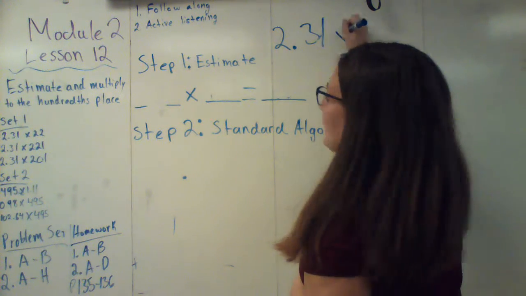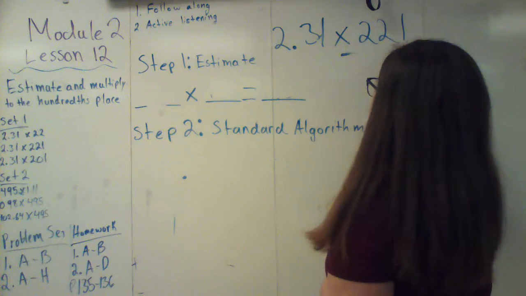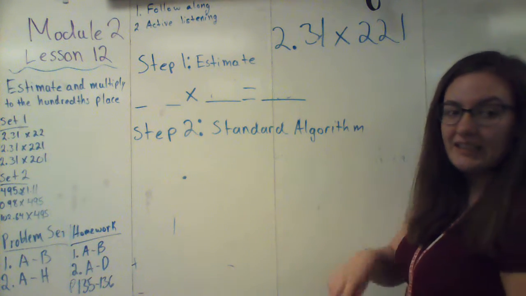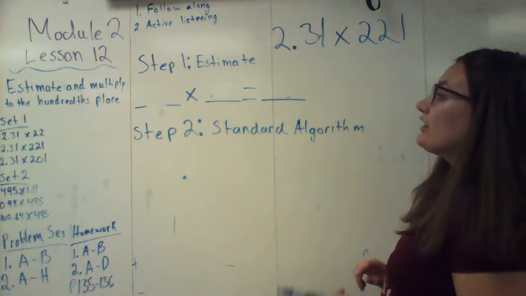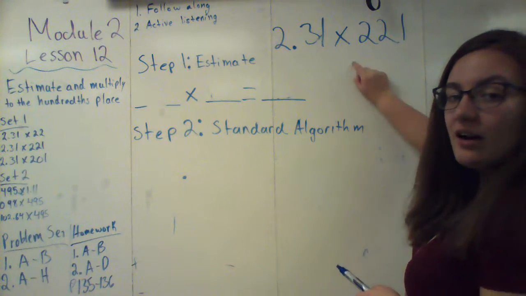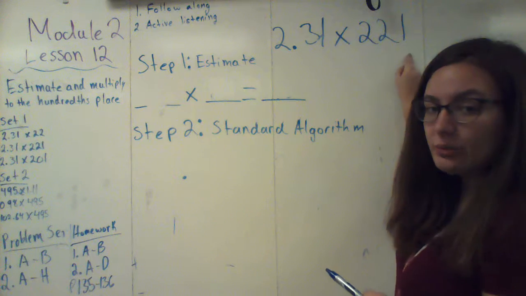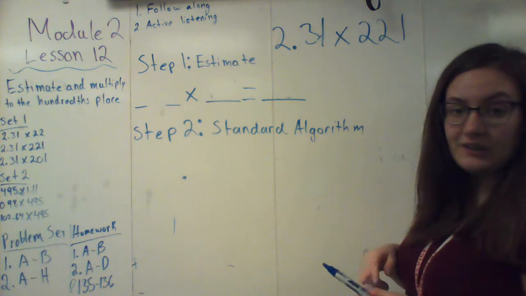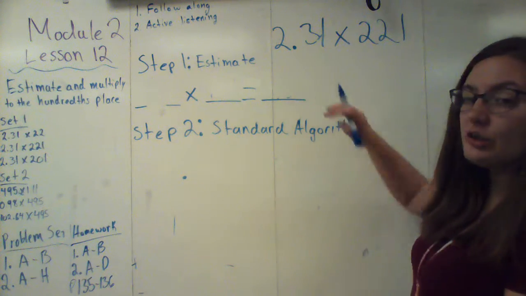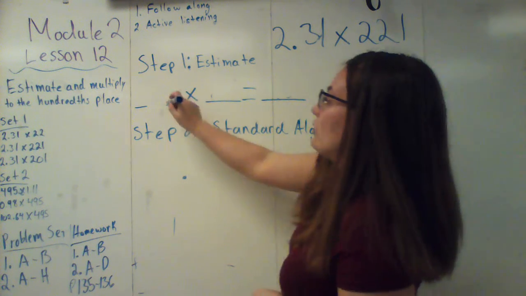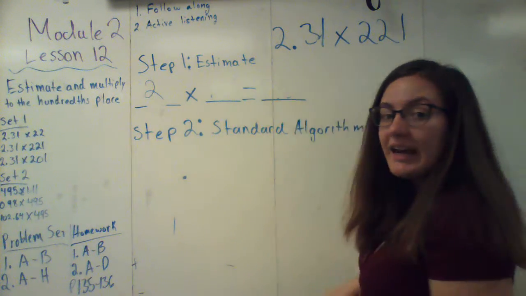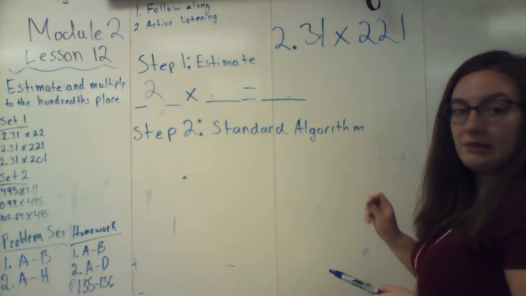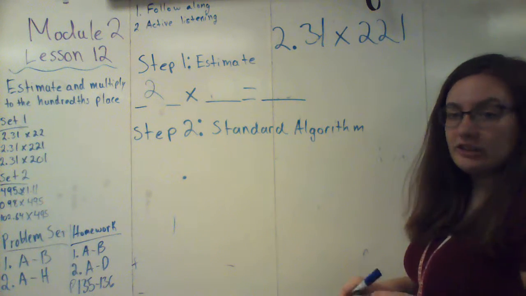So we have 2.31 times 221. Now you may notice some similarities between the problem that we just did and the problem that we're doing now. The only real difference is that we now have 221, but we still have some very similar numbers, and our decimal is still just the same. So remember, 2.31 is going to round to 2, and we still need to do our estimation for this problem right here. And then I have 221.